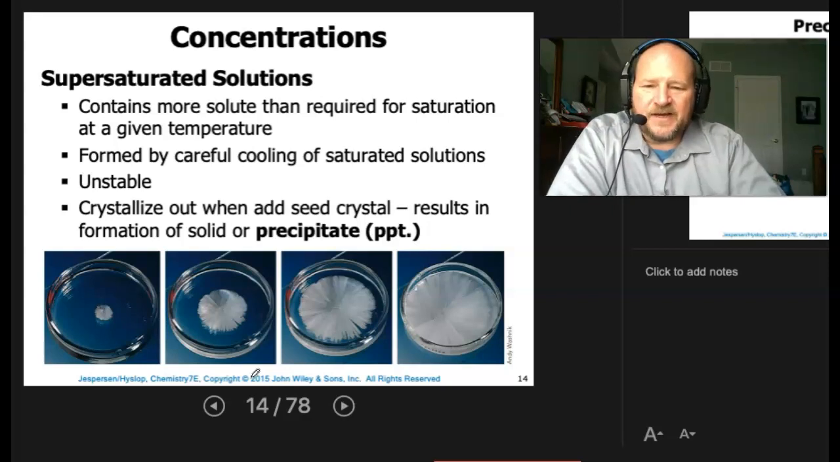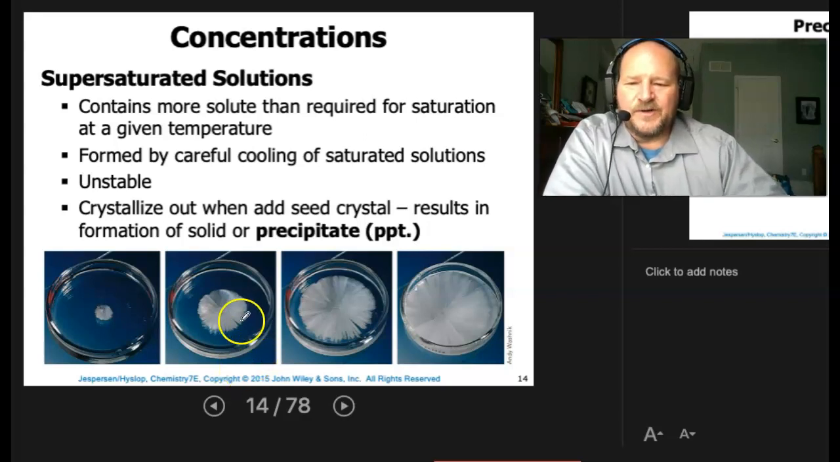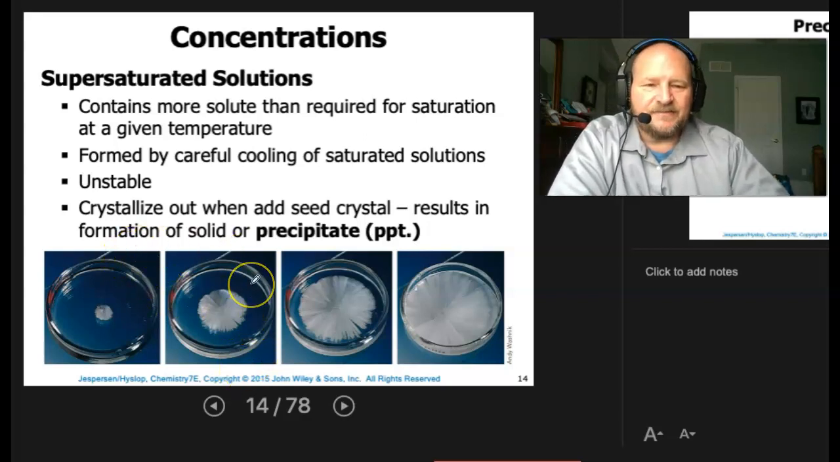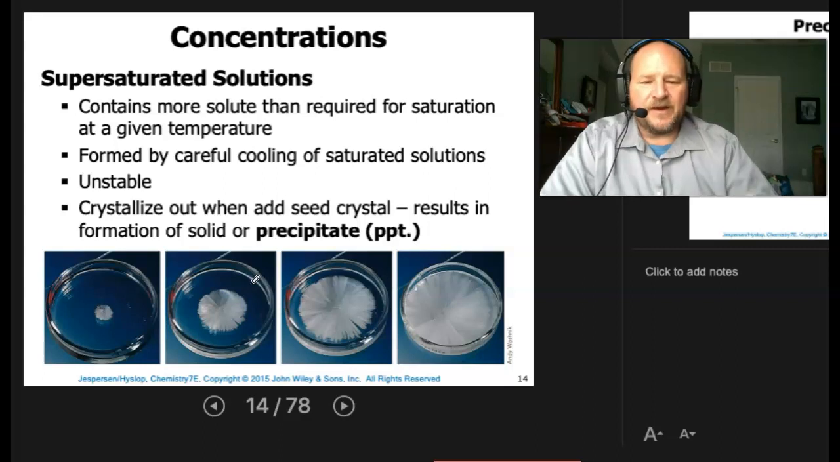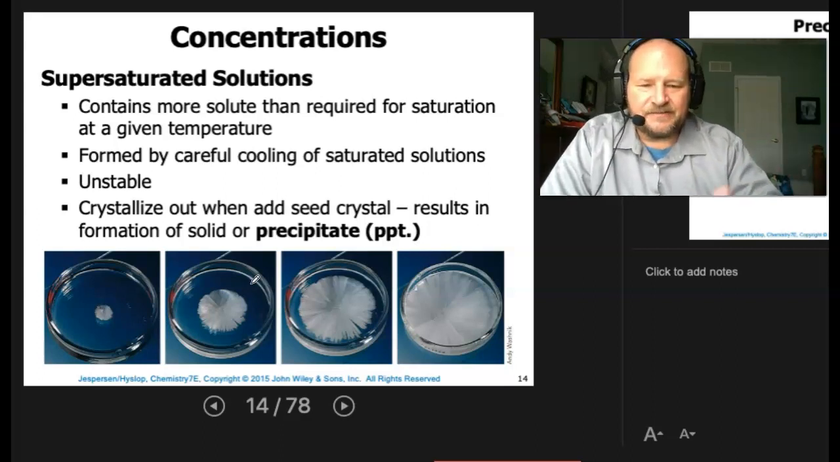We can form this by careful cooling of saturated solutions. Now, typically they're unstable. And of course, if I cool it down enough, it'll crystallize. And if you've ever made rock candy at home, this is the same thing. We'll take water, heat that water up, and start adding the bag of sugar until we can get as much sugar in until it looks like a syrup almost.